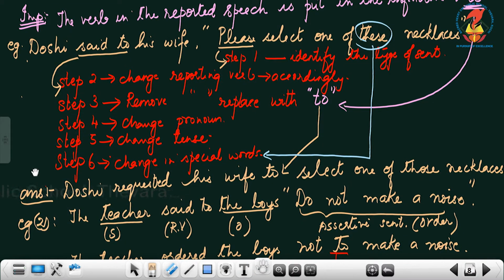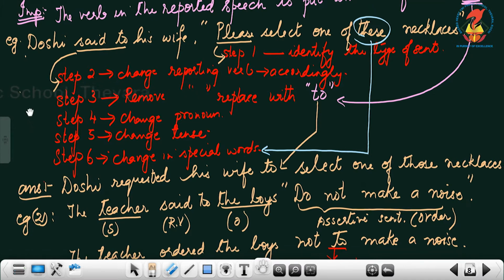So now, how will we finally write our final answer? Doshi requested his wife, because it is imperative, we will use to select one of those necklaces. That is how you will arrive at your final answer: Doshi requested his wife to select one of those necklaces. Did you understand that, children?